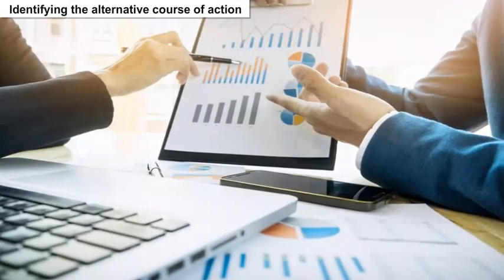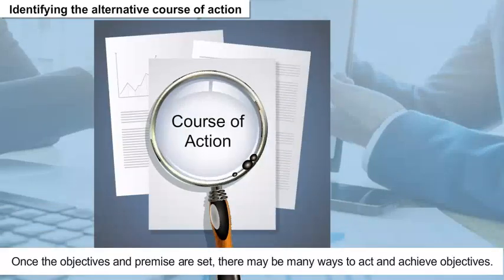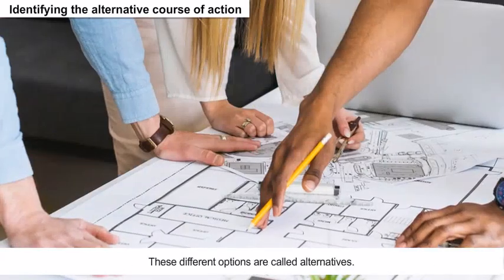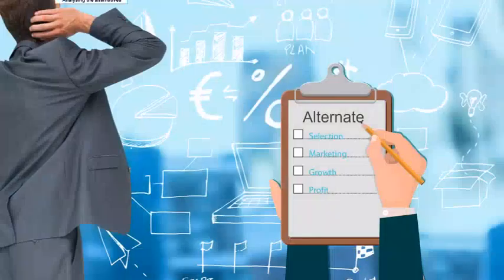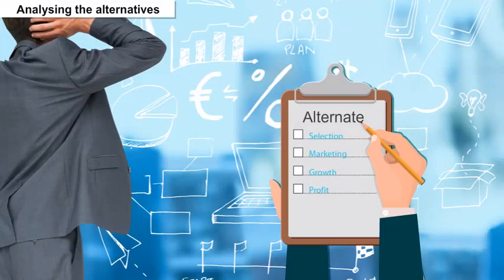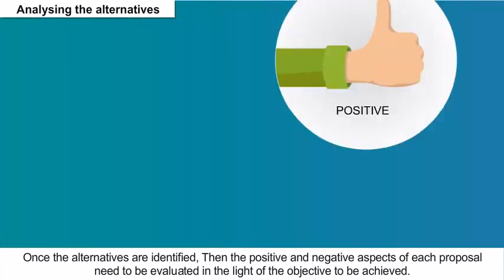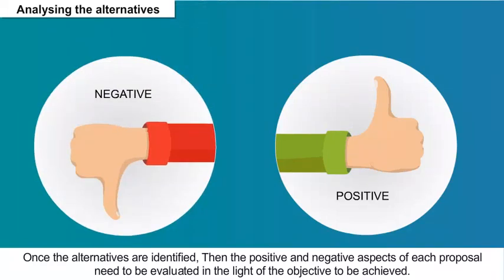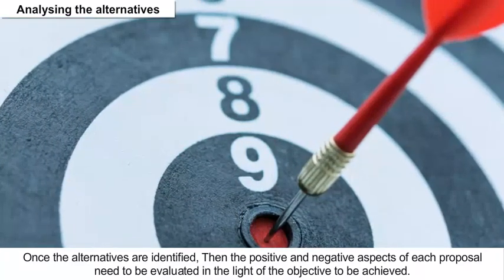Identifying the alternative courses of action. Once the objectives or premises are set, there may be many ways to act and achieve objectives. These different options are called alternatives. Analyzing the alternatives. Once the alternatives are identified, then the positive and negative aspects of each proposal need to be evaluated in the light of the objective to be achieved.